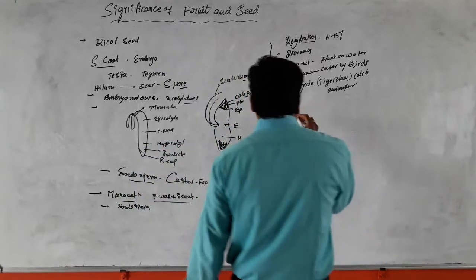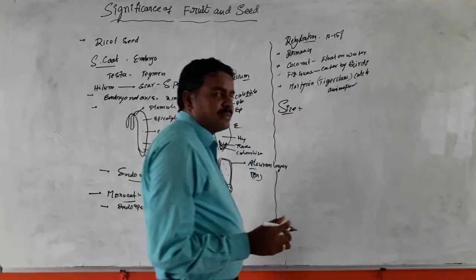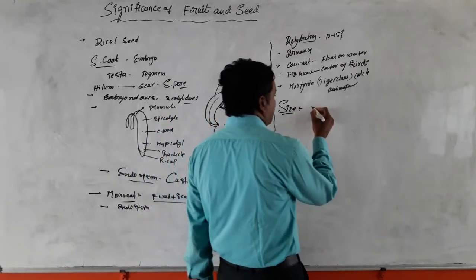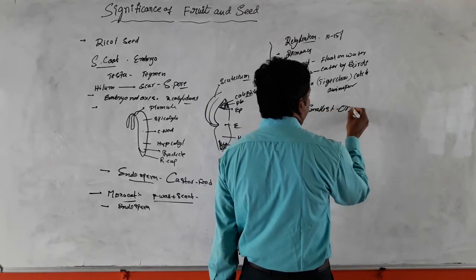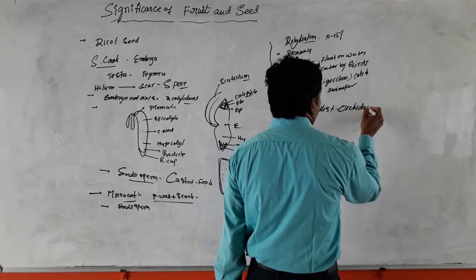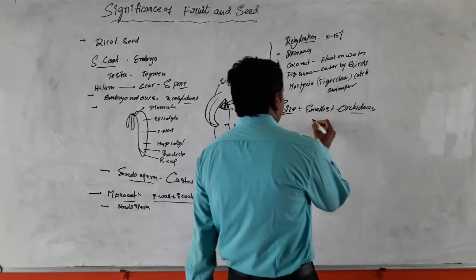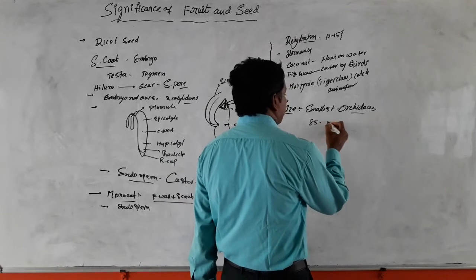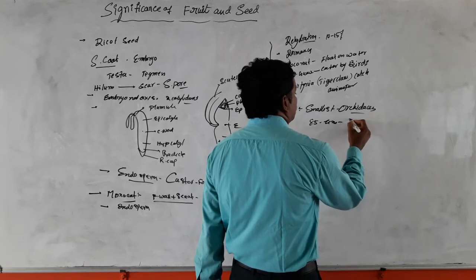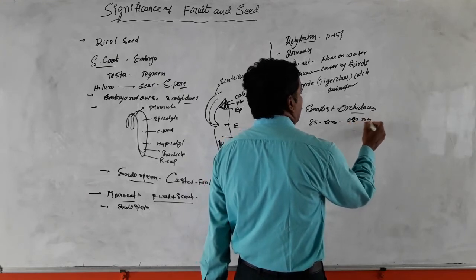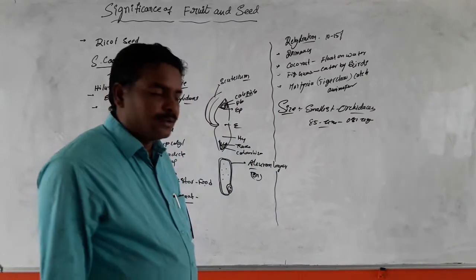Similarly, now coming to the size of the seed. Some seeds are very small and microscopic, for example in the family Orchidaceae. The size is about 85 micrometers in length and 0.81 micrograms in weight, considered the smallest seeds in the plant kingdom.